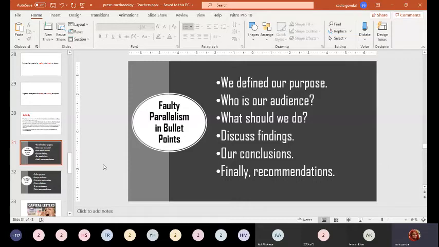I'll give you an example. Now, this is a bullet point slide, an objective bullet point slide, right? In which the presenter is saying, this is the first slide of the presenter. And he's saying that this is how I'm going to proceed with the presentation. He says, we defined our purpose. Who is our audience? What should we do? Discuss findings, our conclusions, finally recommendations. What's the problem with this slide? Put it down in the chat box. What's the problem with this slide?